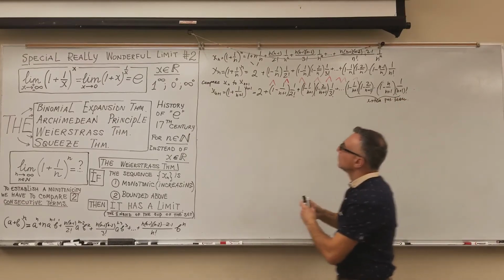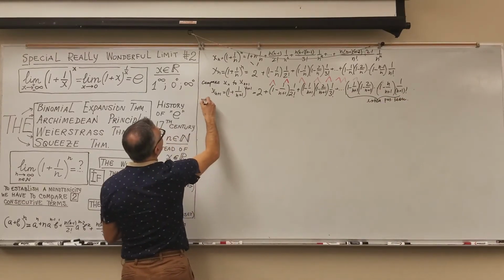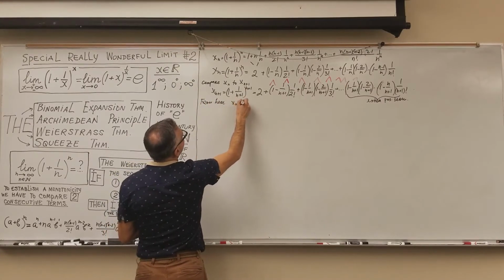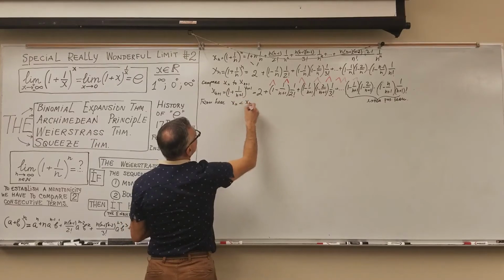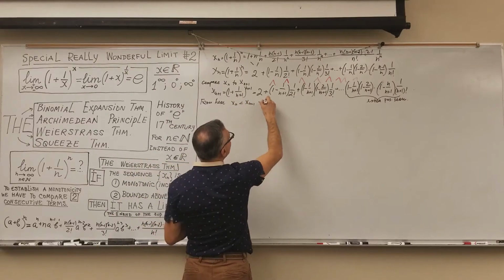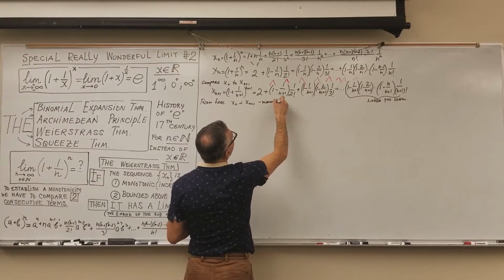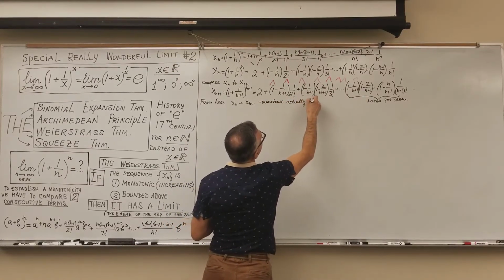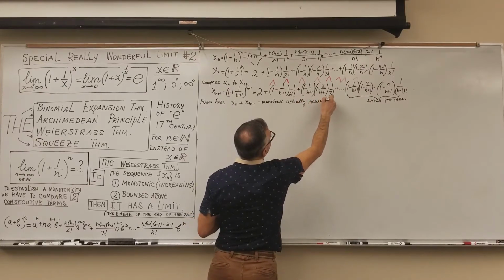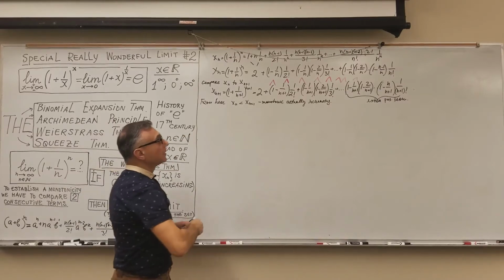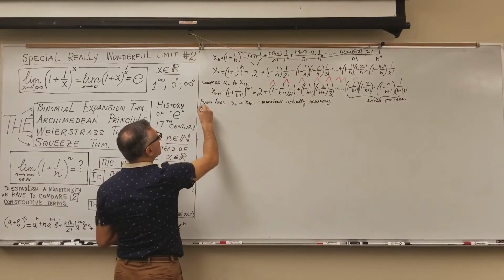So overall, x sub n is strictly less than x sub n plus 1. So it's monotonic, and it's actually increasing. Monotonic, actually increasing. Next, let's establish whether it's bounded.